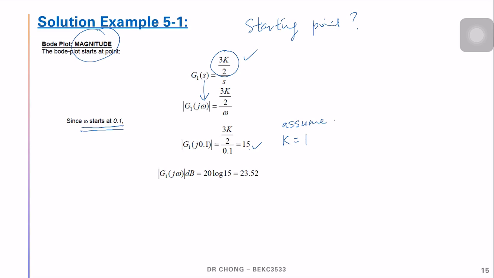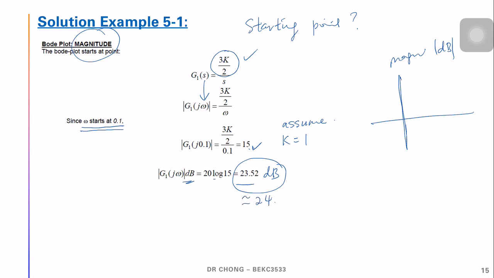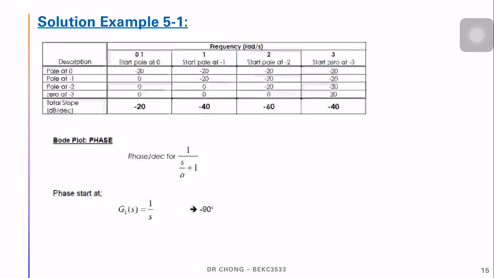Then from here, 15 is not the point yet, because when we plot on the semi-log paper, the magnitude is in dB, so you need to convert it to dB. 20 log 15, so you get 23.52 dB. You will start from approximately 24 dB. Now we know the starting point. Next we go to plot the rest.